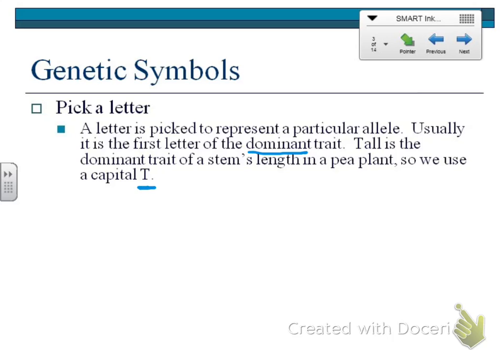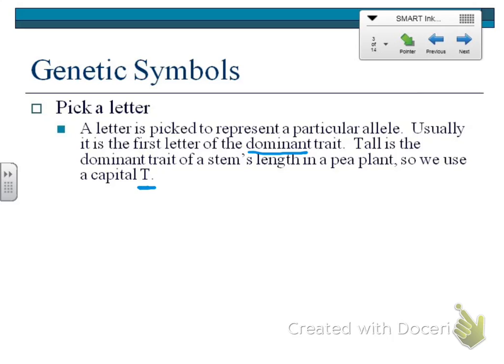So in the case of a flower, if purple is dominant to white, what letter am I going to use, P or W? Purple is dominant to white, so raise your hand. What letter am I going to use? Matt, what are we going to use? P, very good. We're using the dominant letter. Any questions about that?